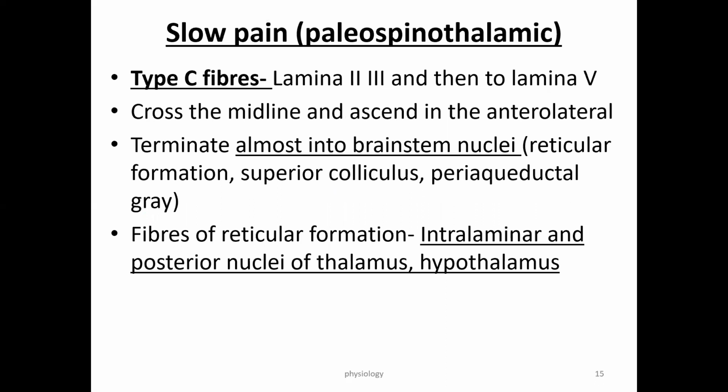Now, what about the slow pain pathway? The first order neuron and the second order neuron are the same. The only difference is that in the slow pain pathway, the majority of second order neuron fibers coming from lamina 2 and 3 terminate in the brainstem nuclei, that is the reticular group of nuclei, the superior colliculus nuclei, and the periaqueductal gray nucleus. And fibers from the reticular formation also terminate in the intralaminar posterior nucleus of the thalamus and the hypothalamus. So these are the major differences between fast pain and slow pain.